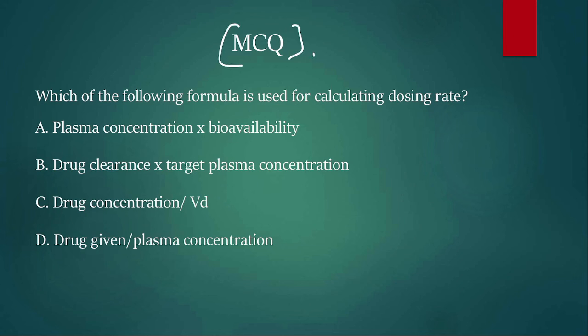Which of the following is the formula for calculating dosing rate? See, these are all for NEET PG pattern of exams. Try to concentrate if you are preparing for NEET PG. Dosing rate depends on, number one, target plasma concentration, how much you want to achieve, and clearance of the drug. So the answer for this question is option B. The others are not going to suit.